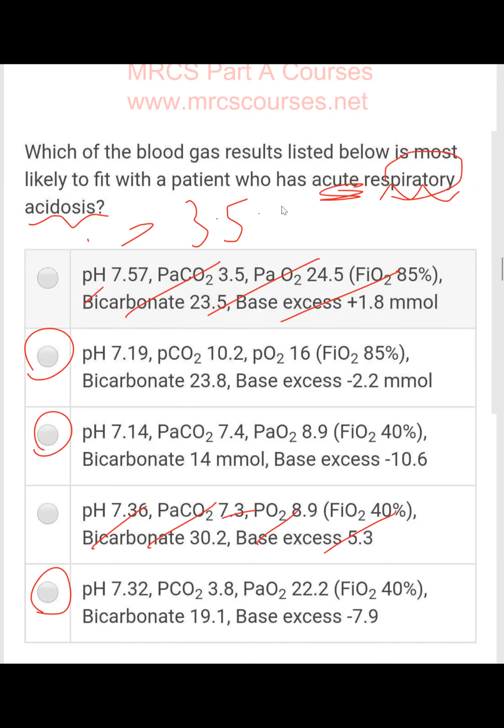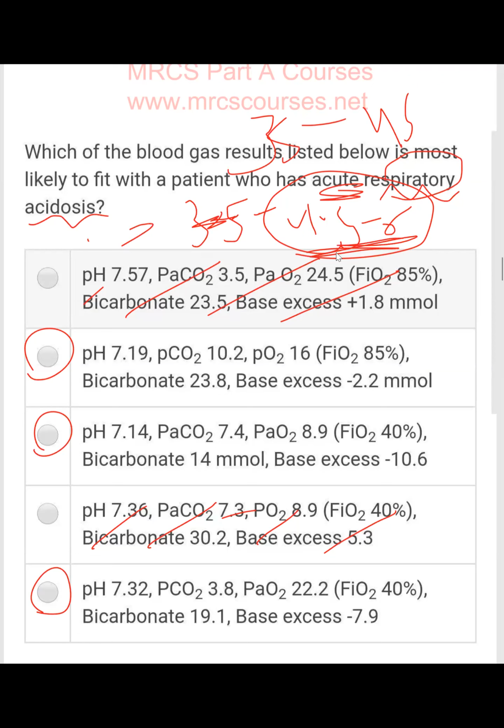Yes, 4.5 to 6, sorry, 4.5 to 6. This is the normal. Yes, or this is in kilopascal, or 35 to 45 millimeters of mercury. So this is 4.5 to 6.